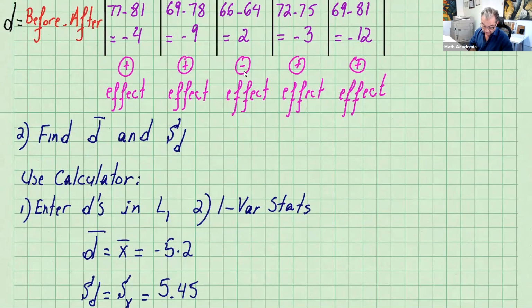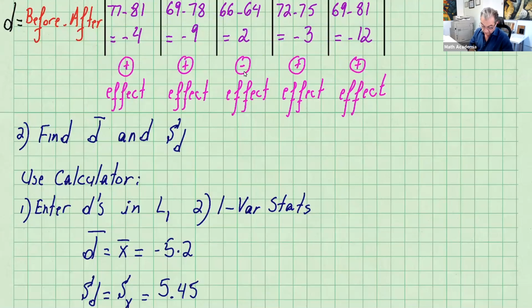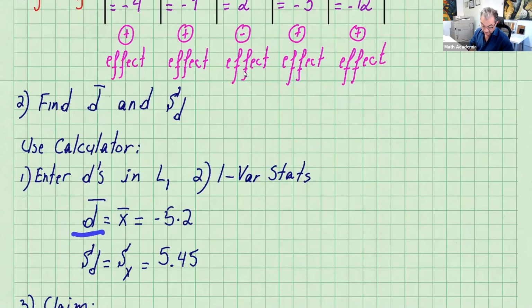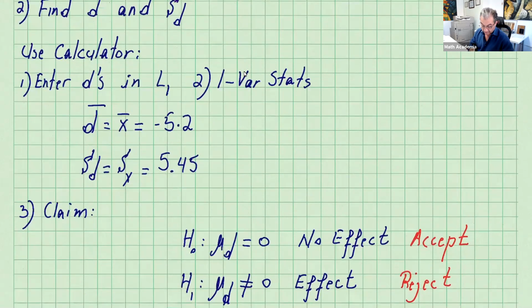Step number 2, we can find D bar and S sub D. We can use our calculators again. Enter all those differences in L1 and go to 1-var stats. You find D bar, which is the same thing as X bar in the calculator, is -5.2, and S sub D, which is S sub X in the calculator, and that's 5.45.